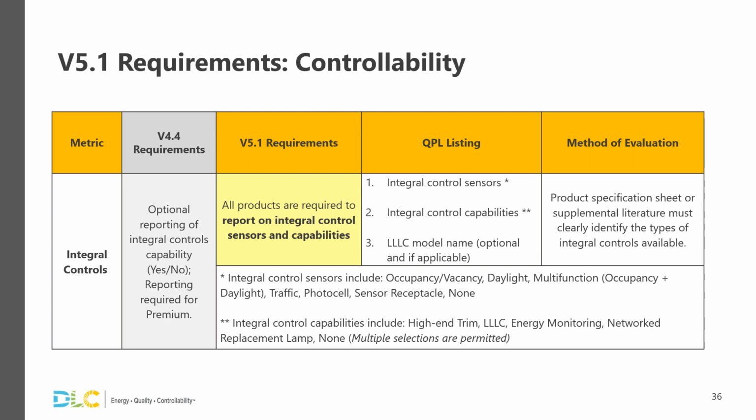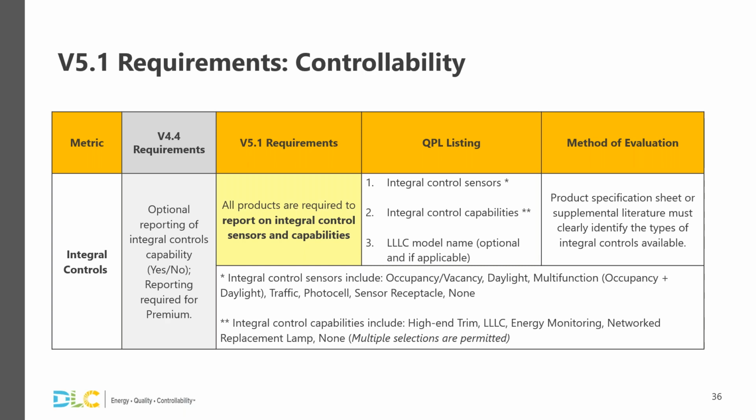Similar to dimming, the evaluation of these manufacturer claims will occur through the product specification sheet, but additionally, the information about integral controls can be provided on supplemental literature. So whereas dimming had to be very clearly on the product specification sheet, information about the integral control capability can be provided through supplemental literature.